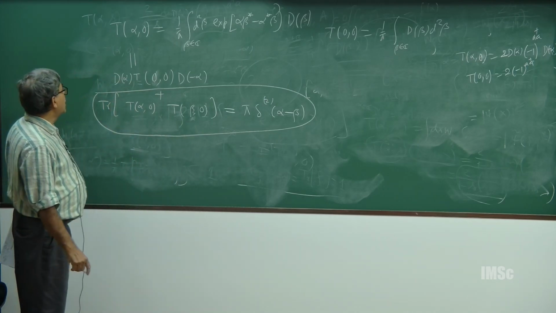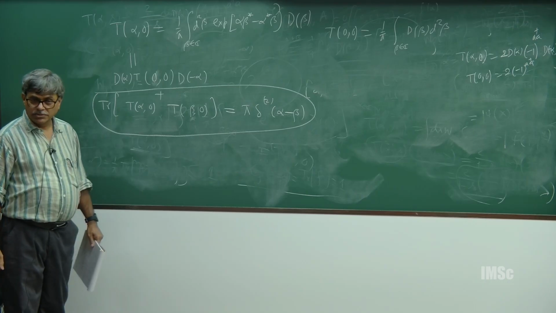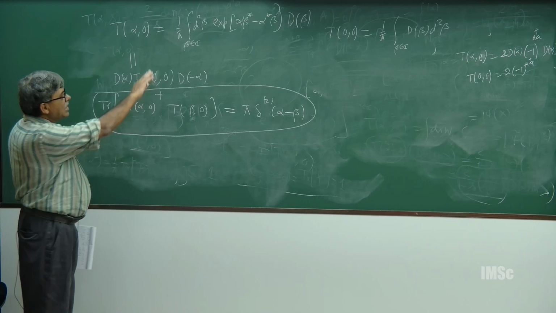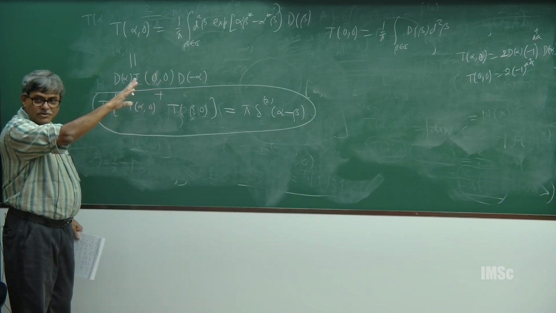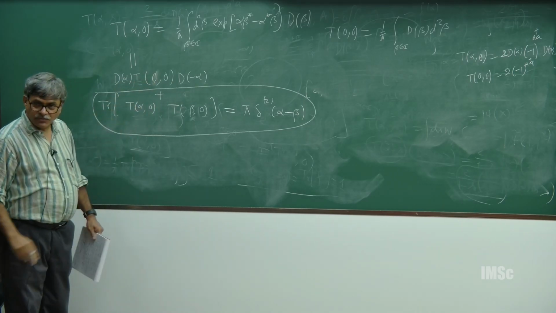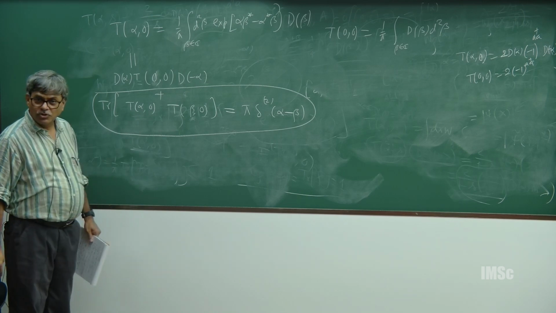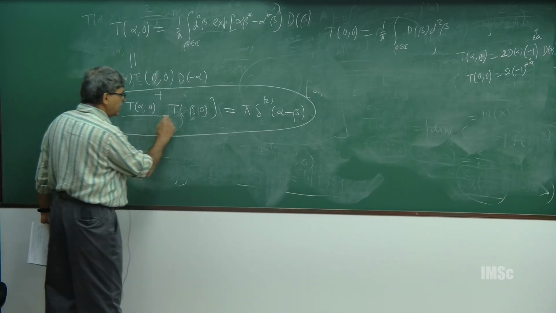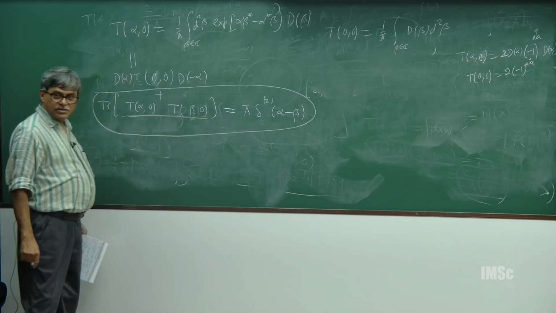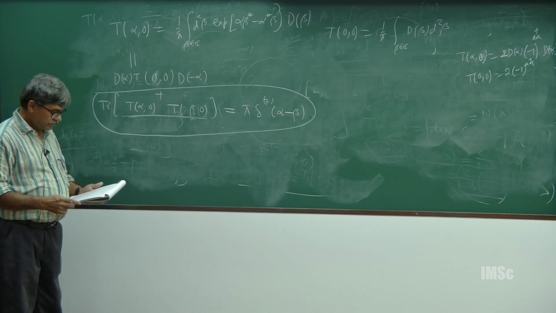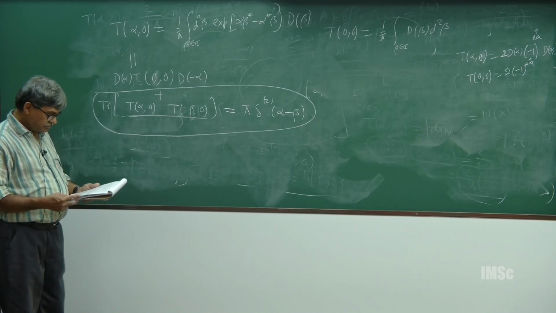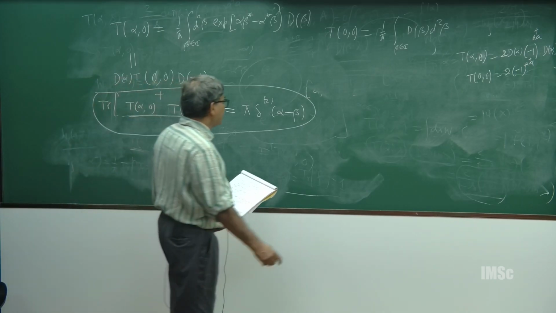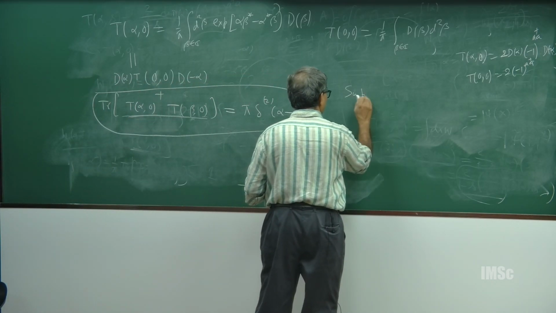I have given all the details, whatever is needed to prove this thing. So this is what you will have to prove. So what does it mean? It means that these operators are orthogonal to each other. Is that clear?